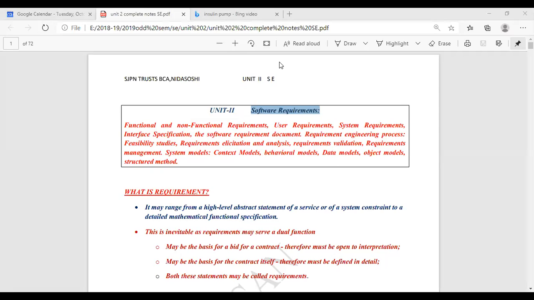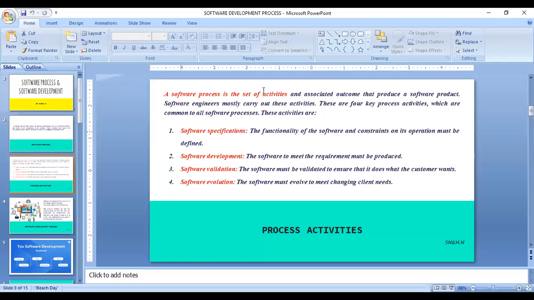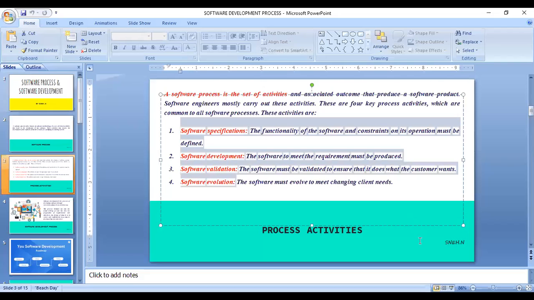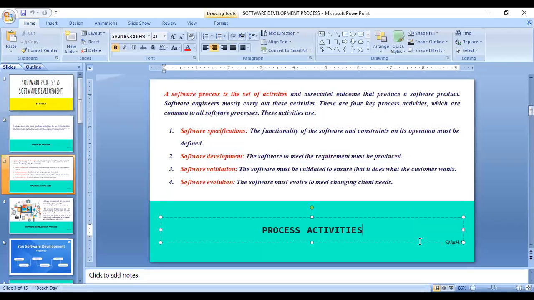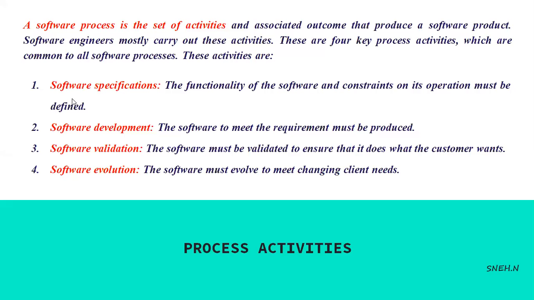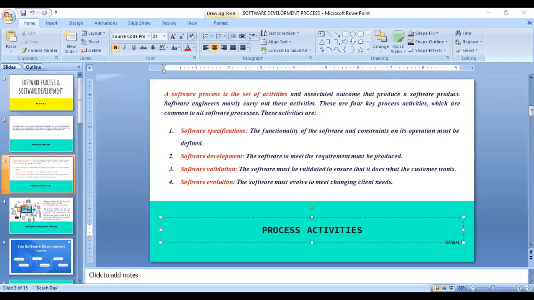So once again, I will revise it. These are the 4 basic activities which are carried out during software development, right? The first activity is software specification. Software specification includes everything about the software requirements. Then we have software development, which is all about developing the software, including your coding and testing.